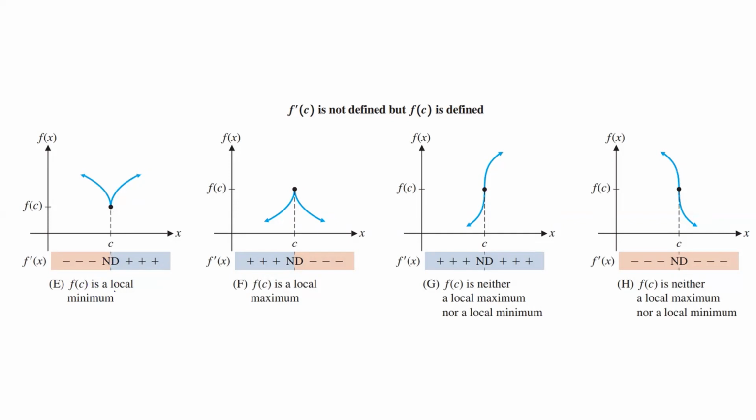So again, with this one, we get a local minimum. It's coming down and it's going up. Here we're coming up and then we're going down. And so that would be a local max. Here, we're going up, switching from concave up to concave down, so it's always positive, and so it's neither a local max nor a local minimum. And here we're always decreasing. We're going from concave down to concave up. It doesn't change direction. It's always negative, and so it's neither a local max nor a local min.